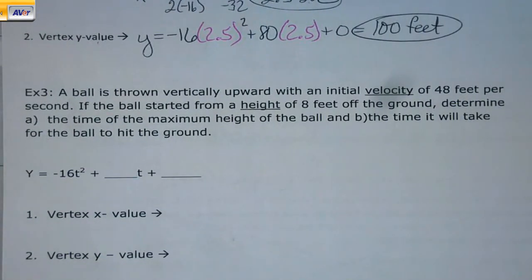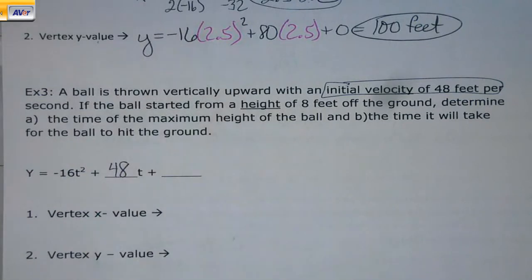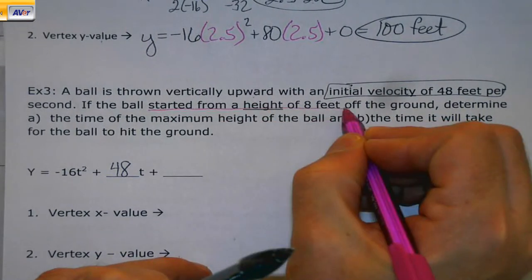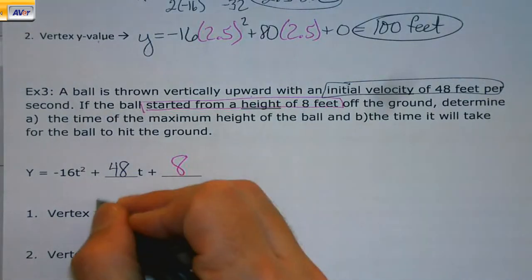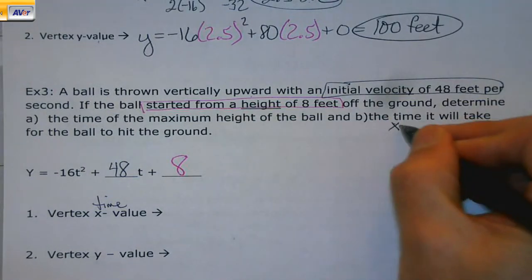All right. So one more. Now this one's a little closer to 2. A ball is thrown vertically upward. Okay, there's my initial velocity of 48 feet per second. Ooh, but this time we have an adjustment. If the ball started from a height of 8 feet. Okay, it's not 0 this time. Determine the time of the maximum height of the ball. Ooh, and the time it will take for the ball to hit the ground.